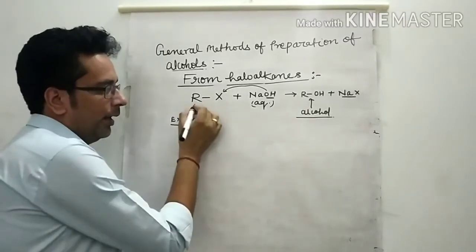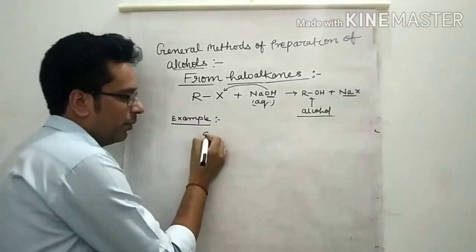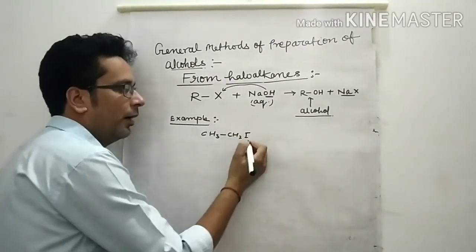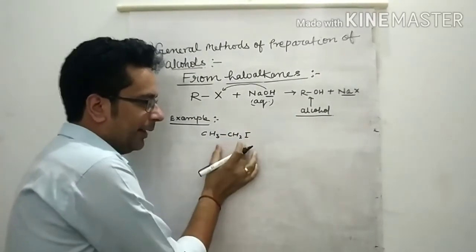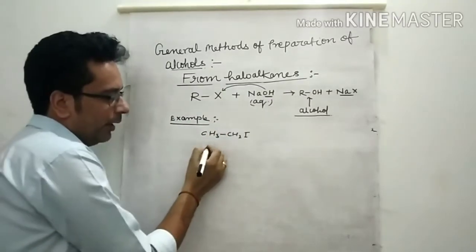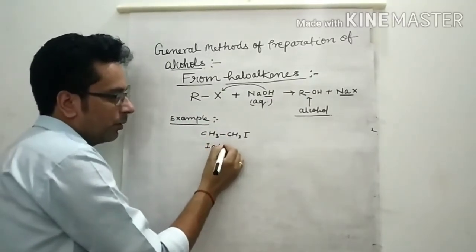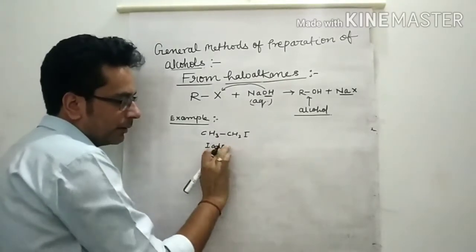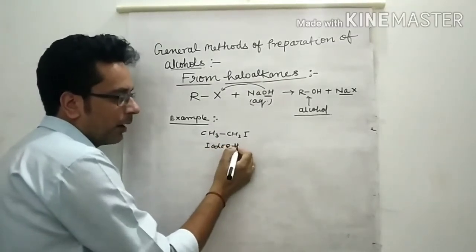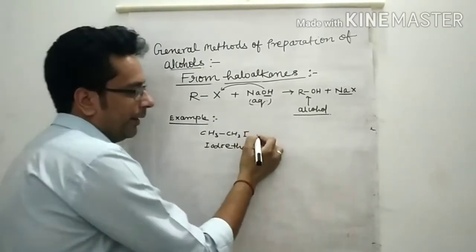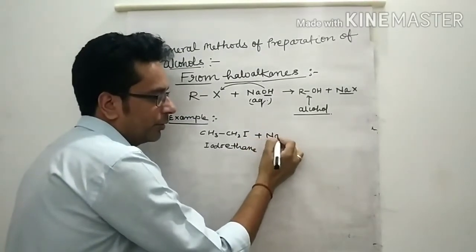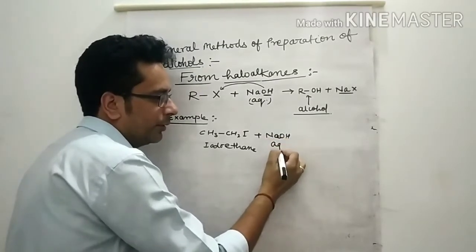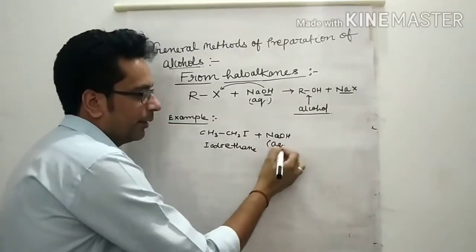Okay. R means alkyl group, so CH3CH2I, that is iodoethane. It reacts with sodium hydroxide, and what is the condition? Condition is aqueous.